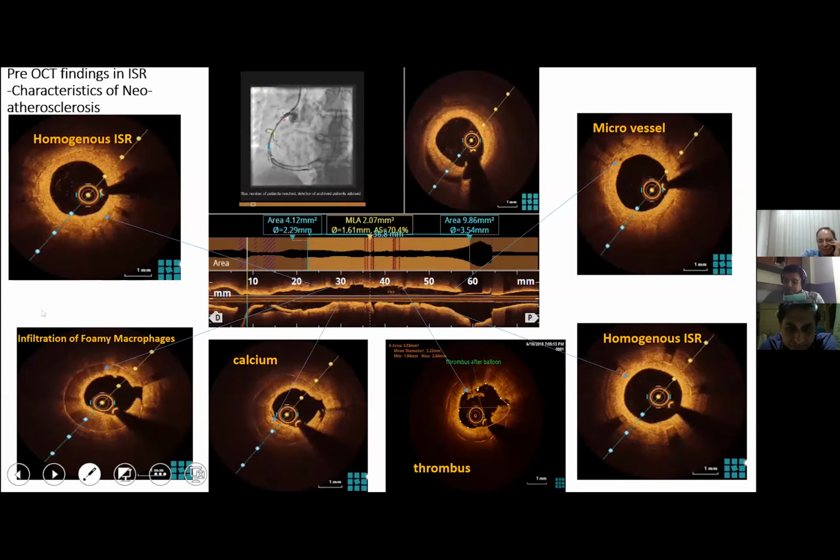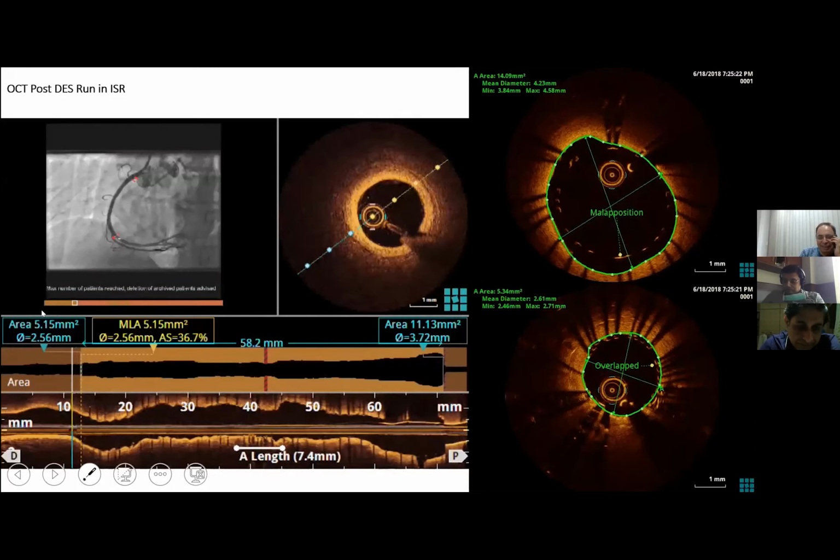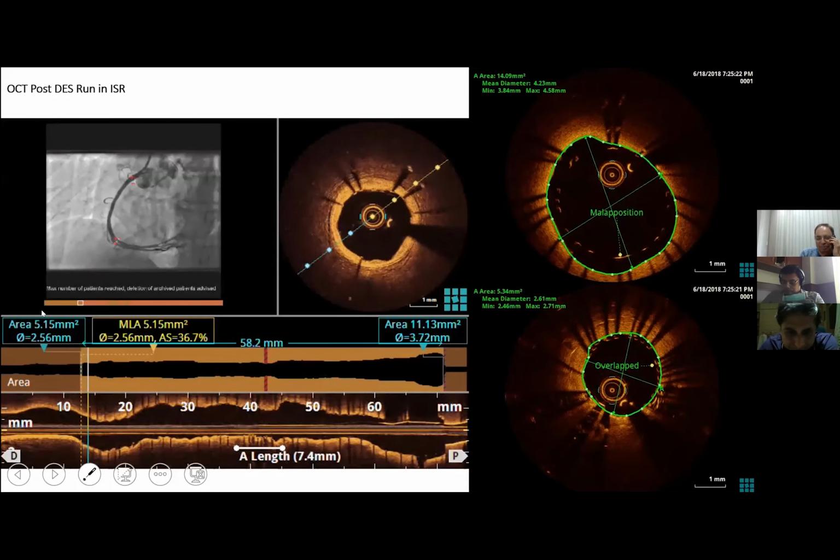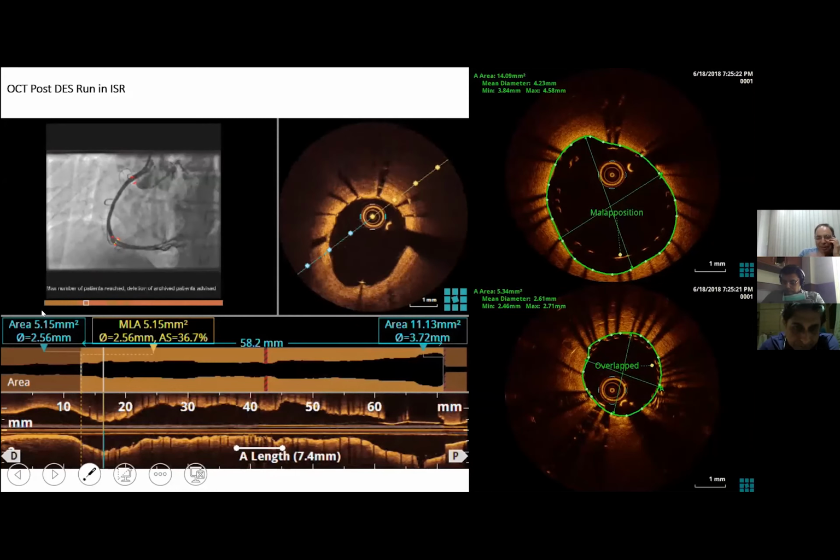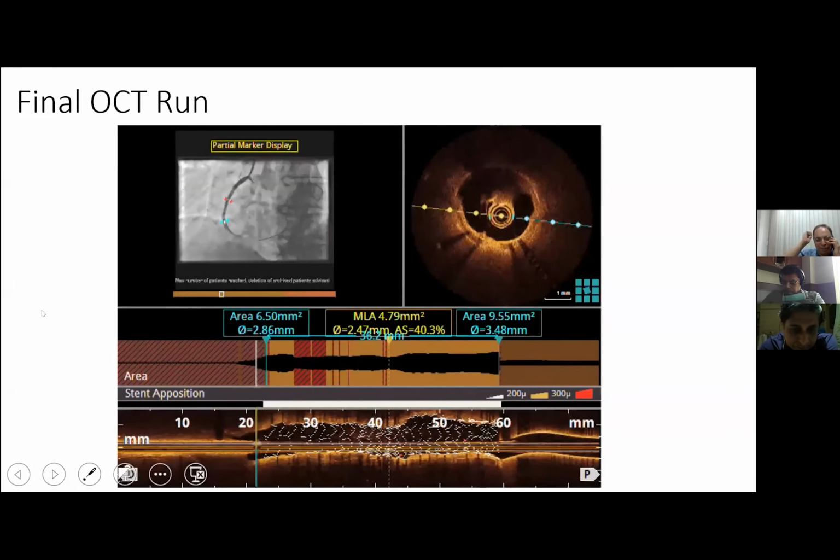There are foamy macrophages, calcium, thrombus, and microvessels. Basically, it is a homogeneous ISR which got converted over a period of time into a neo-atherosclerotic ISR, and subsequently we had to put two overlapping stents, and we diagnosed a proximal malapposition which was taken care of. And this is the final expansion. We got somewhere around 5 for the distal reference of 6.5.